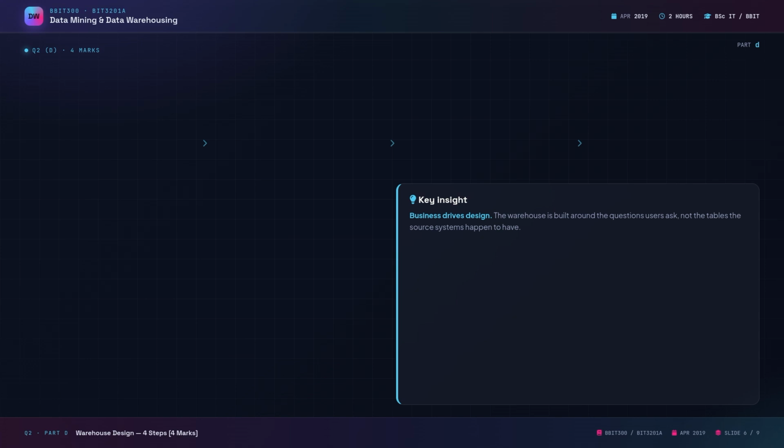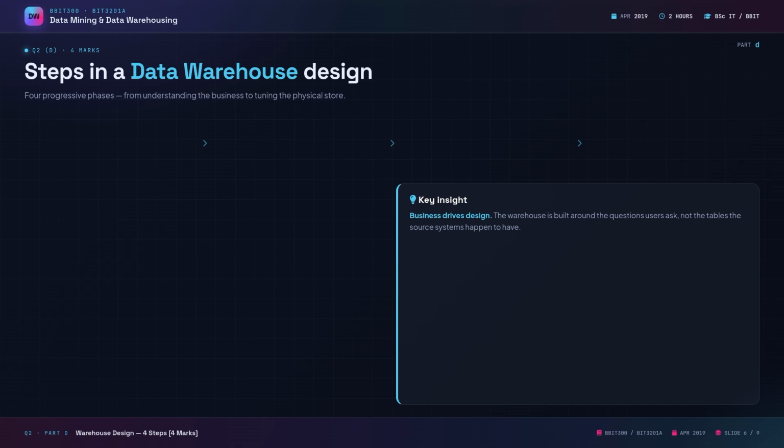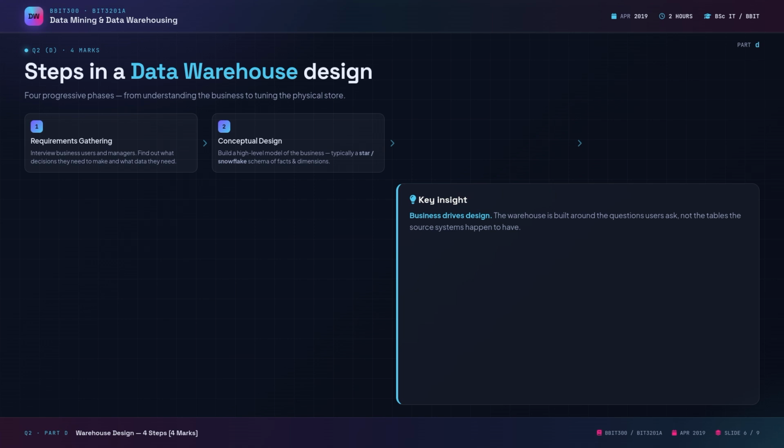Part D is worth 4 marks and asks you to describe the steps followed in a data warehouse design. There are 4 progressive phases, moving from understanding the business to tuning the physical store. Step 1 is requirements gathering. Interview business users and managers to find out what decisions they need to make and what data they need to make them. Step 2 is conceptual design. Build a high-level model of the business, typically a star or snowflake schema of facts and dimensions.